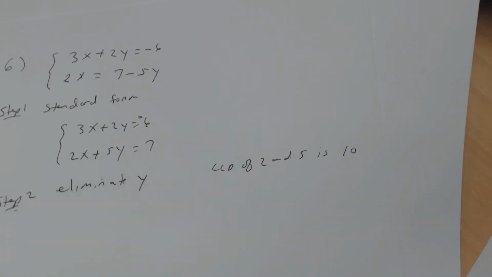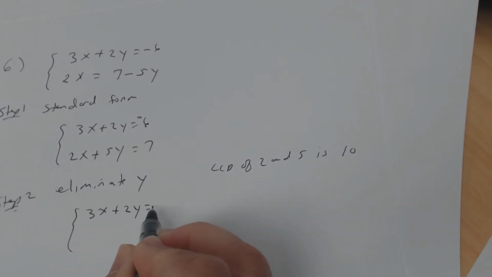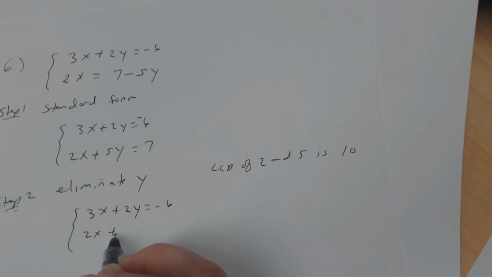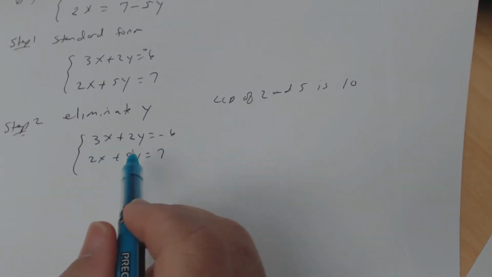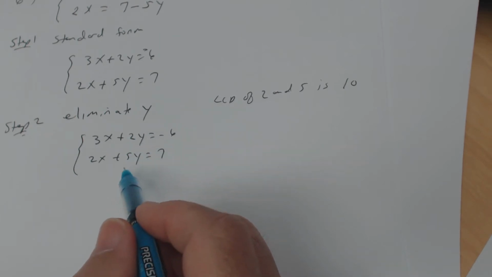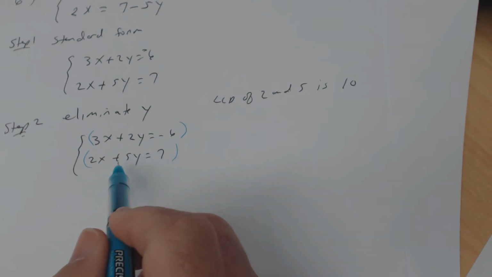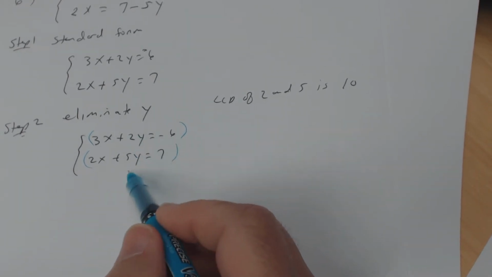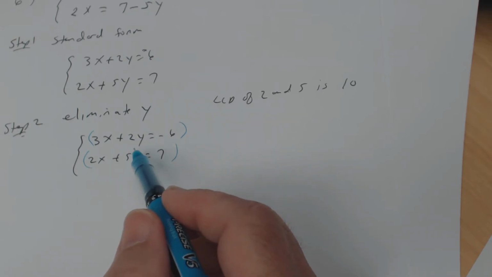So one has to be positive, the other one has to be negative. All right, so we're going to multiply, and let me go ahead and rewrite this. 3x plus 2y equals negative 6. 2x plus 5y equals 7. Now remember, we're going to multiply these equations by a number so that one is 10 and one is negative 10. You have to do both this time, because none of them is 10 or negative 10. They're 2 and 5.